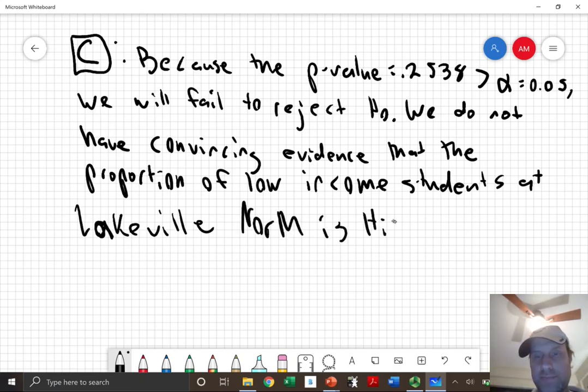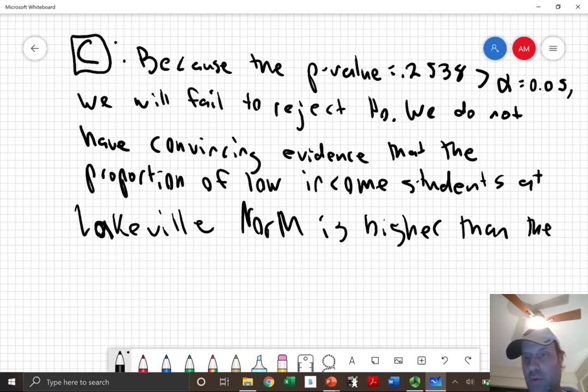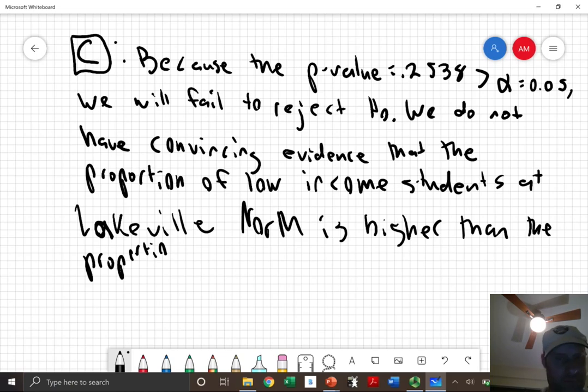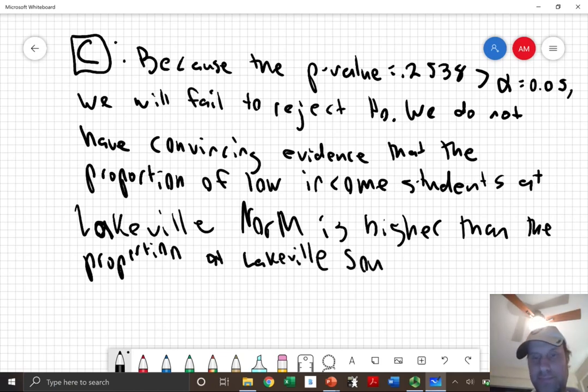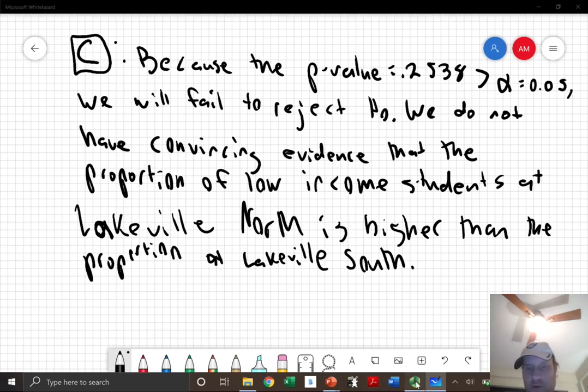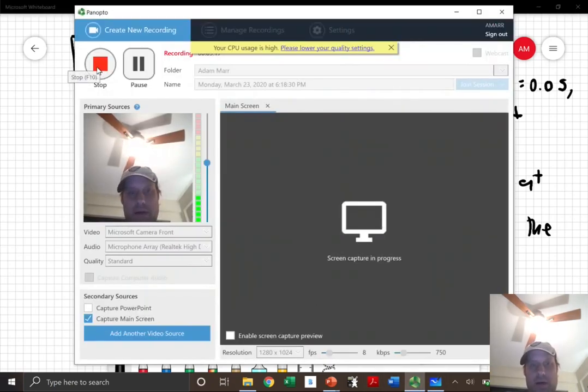is higher. I don't know why I just wrote that in capital H. Sorry about that. Is higher than the proportion at Lakeville South. There we go. Good enough. Okay. So that's the first workbook example, and there we are right there.